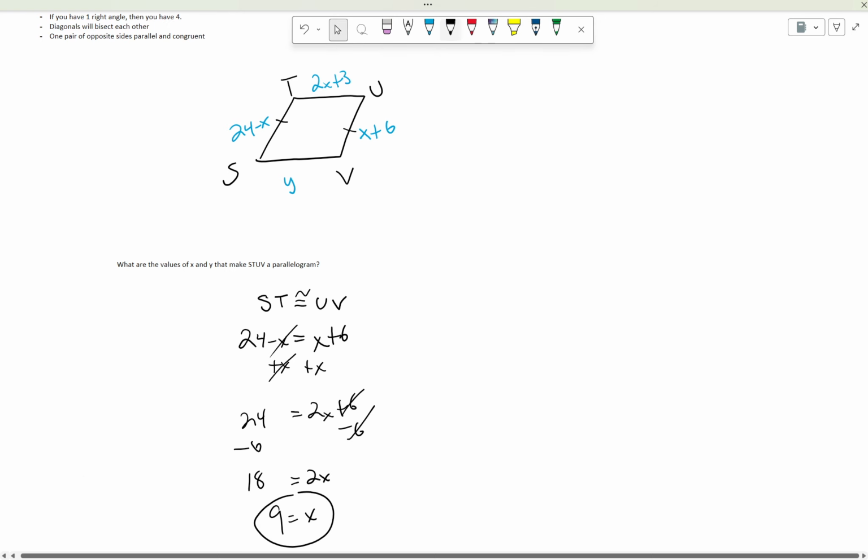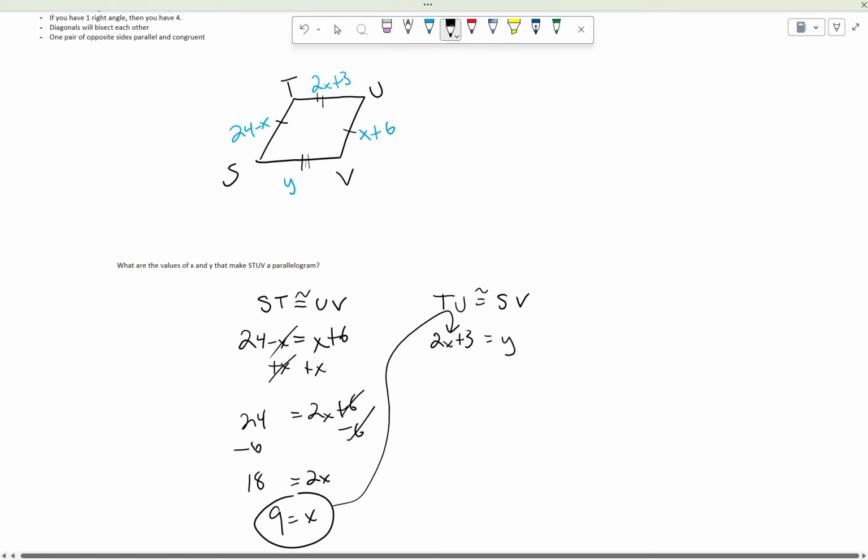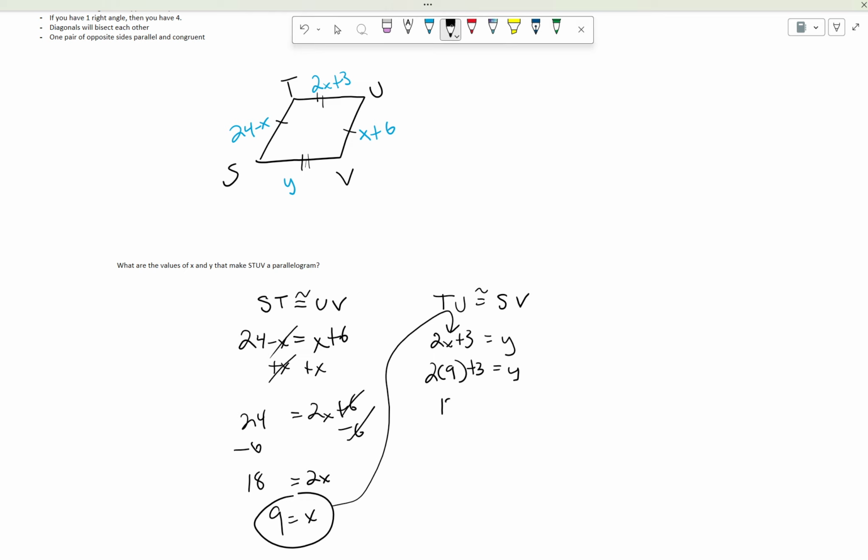Since we know simultaneously that TU and SV are going to be congruent, we're going to say that we have 2x plus 3 is going to be equal to y. And then we just plug in that 9 for the value of x. So we're going to have 2 times 9 plus 3 is y, or 18 plus 3 is y, which will give us 21. Kind of a fun little algebraic thing there.